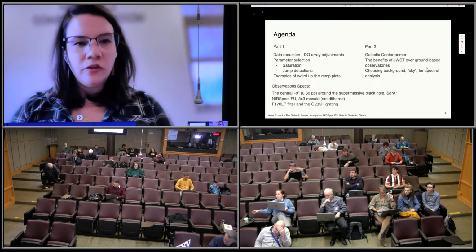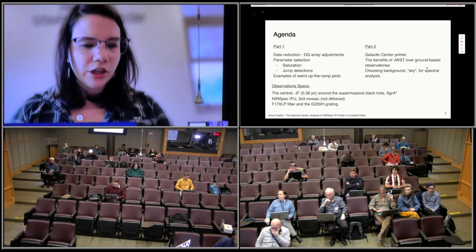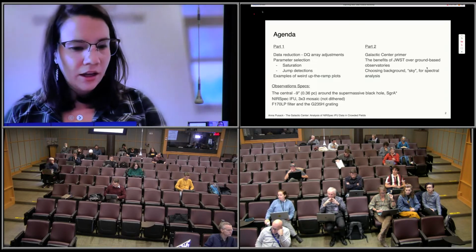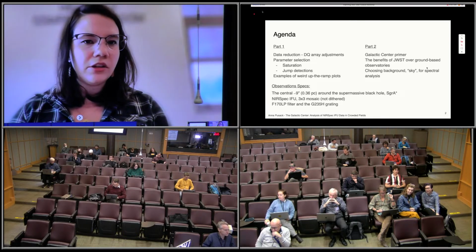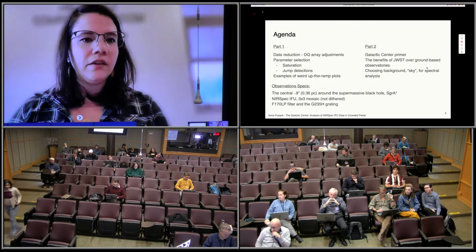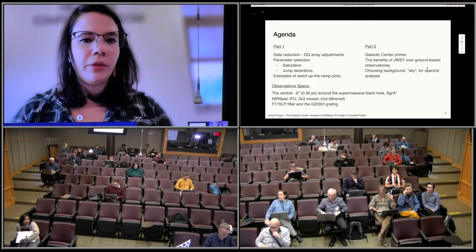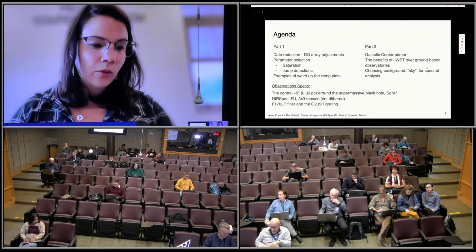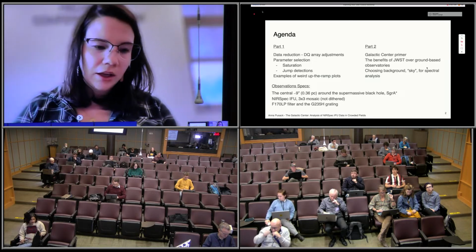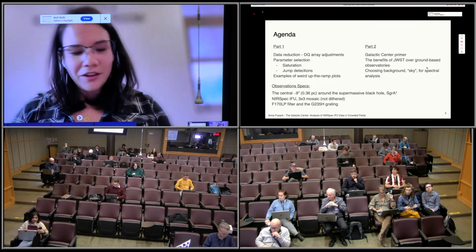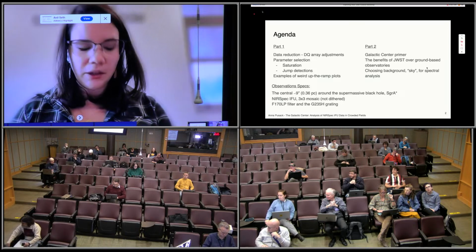My talk will be focused on two areas of my work. The first part will be what I did the majority of last year: wrangling the stage 1 data pipeline. Part of the process was looking at the data reduction of the DQ arrays, as well as parameter selection and examples of some weird up the ramp plots that I'll show you. Part 2 will focus more on the Galactic Center itself, giving you a quick primer on the region and some of the pros and not cons, but areas for growth that we've encountered with the cycle 1 data we've been analyzing.